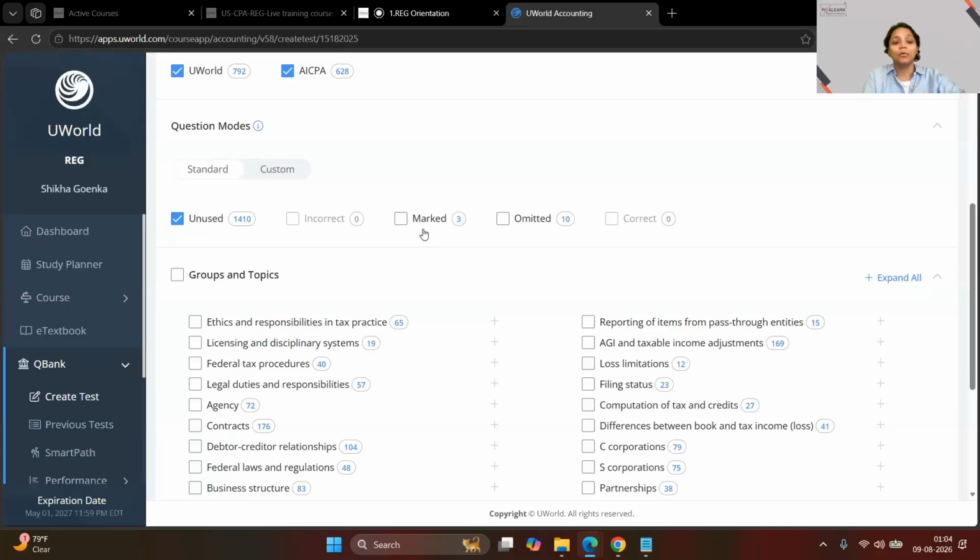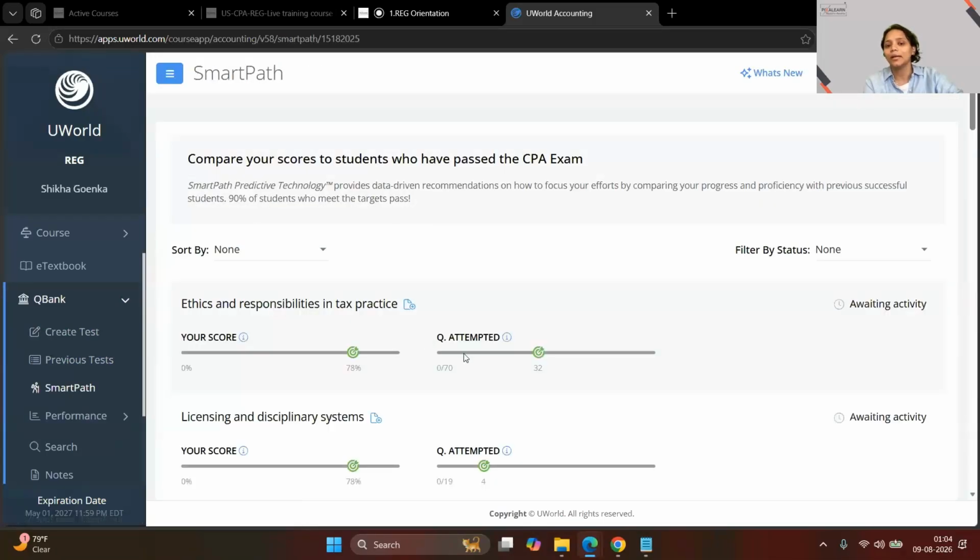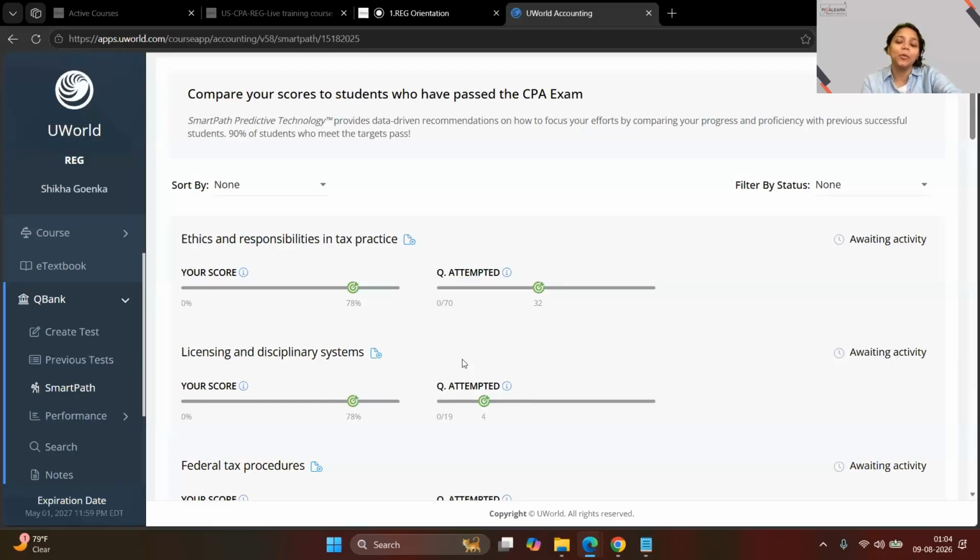Okay. Just go to SmartPath. I want to explain SmartPath to you guys. Have you used this? See, the topics that you are doing, every topic where your performance is really good. So what UWorld has done, they have mapped your performance with the performance of 90% of the students who have used UWorld and cleared it in the first attempt. So they have a database of people who've used the material and cleared that particular section.